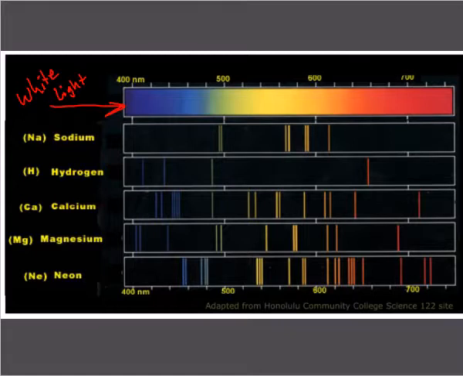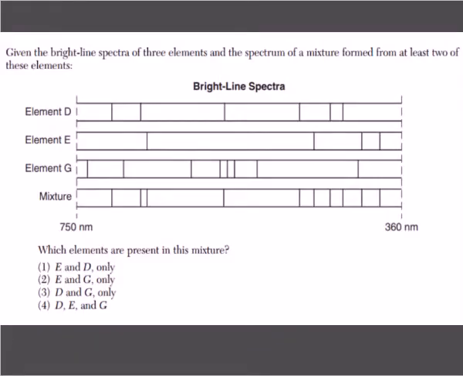How this applies to us is we're going to be given something like this. So this is an old Regents exam question. This is the type of thing you're going to see. It says, given the bright line spectra of 3 elements, in the spectrum of a mixture formed from at least 2 of these elements, it gives you the wavelengths. It says, which elements are present in this mixture? How do you think we go about solving this problem? Garrett?